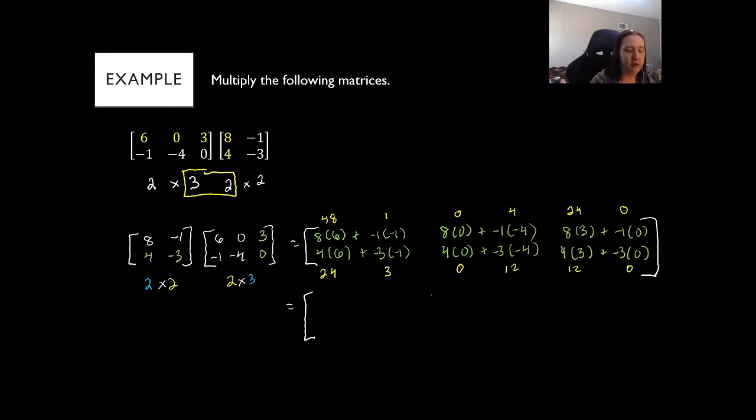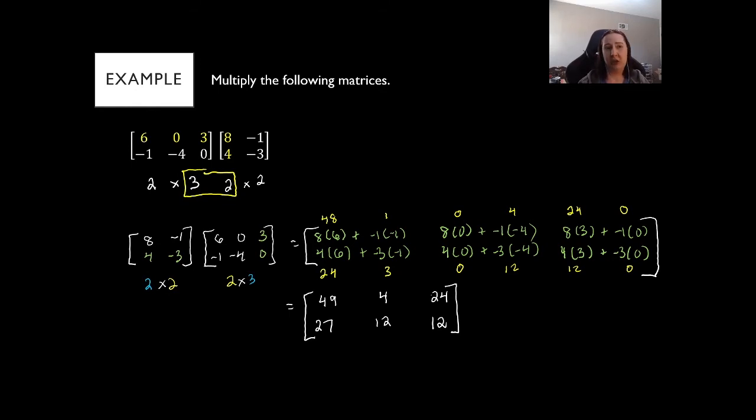So our final answer is then you add these things together. So 48 plus 1, we get 49. 0 plus 4 is 4. 24 plus 0 is 24. 24 plus 3 is 27. 0 plus 12, we get 12. 12 plus 0 is 12. And then that's your final answer. You ended up with a 2 by 3 matrix, and that's what you've got.